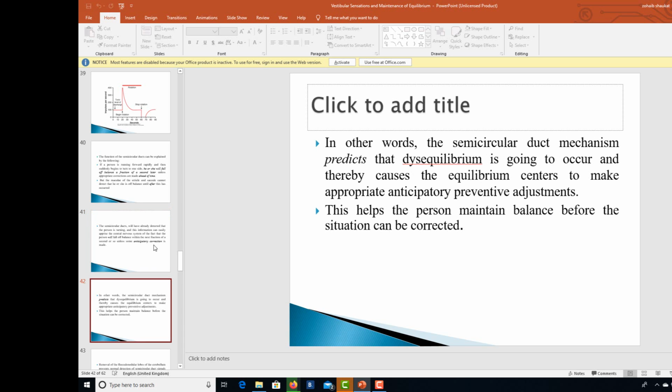In other words, the semicircular duct mechanism predicts that disequilibrium is going to occur and thereby causes the equilibrium centers to make appropriate anticipatory preventive adjustments. This helps the person correct balance before the situation can become uncorrectable.